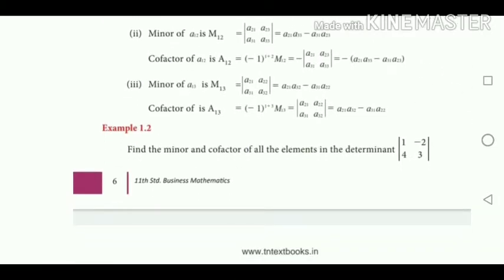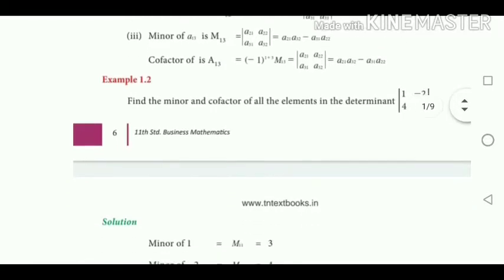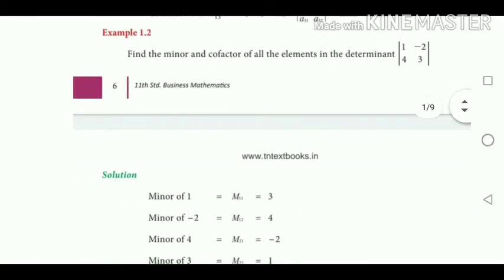Example 1.2. Find the minor and cofactor of all the elements in the determinant 1, minus 2, 4, 3. Here it is given a 2 into 2 matrix, so it is very easy to find the minor and cofactor. The first element is 1, in the first row first column, therefore m11. The element opposite to that, on the diagonal, is 3. So minor of 1 is 3.